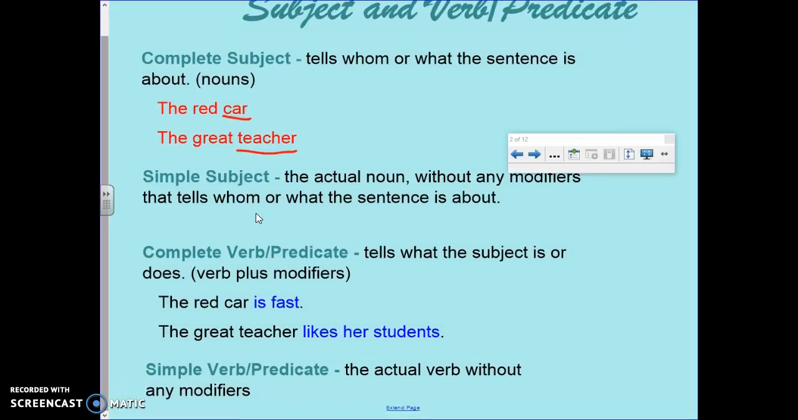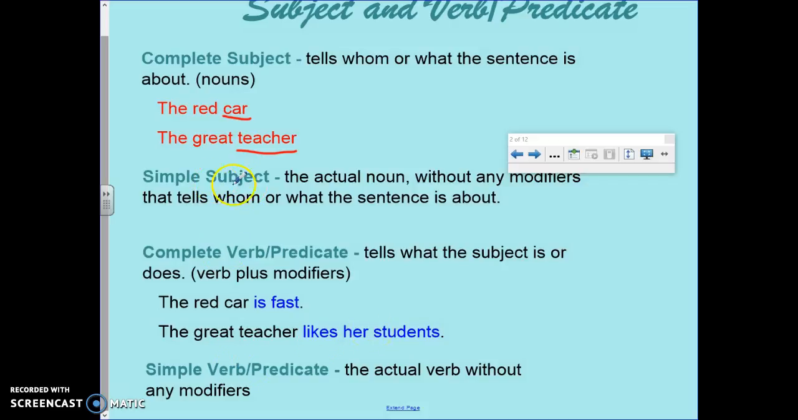And a sentence normally has the subject at the beginning. Okay, the next, the complete verb or predicate, tells what the subject is or does. So this is verb plus modifiers. Okay, the red car is fast. The great teacher likes her students. So what I put in blue here is your verb or predicate. The reason I say verb or predicate usually means the whole thing. Verb means just the action, or just what is happening or taking place. So is would be our verb, fast is our modifier, likes is our verb, her students is a modifier.